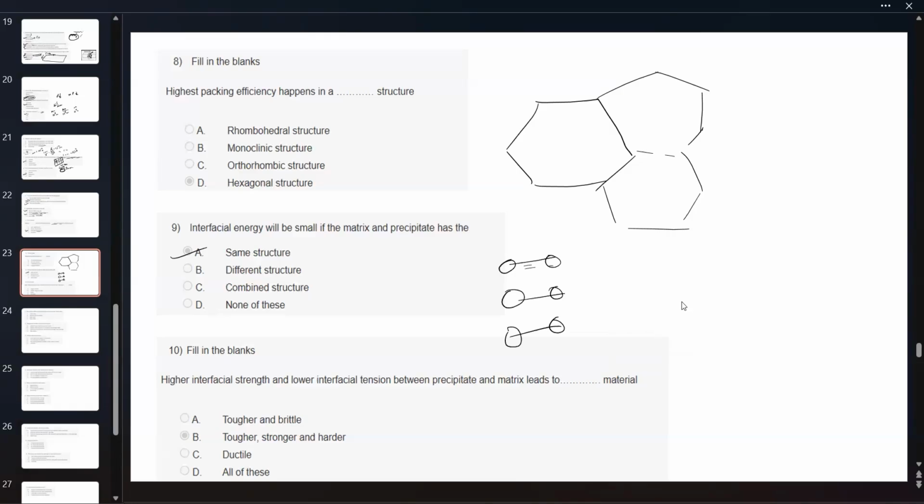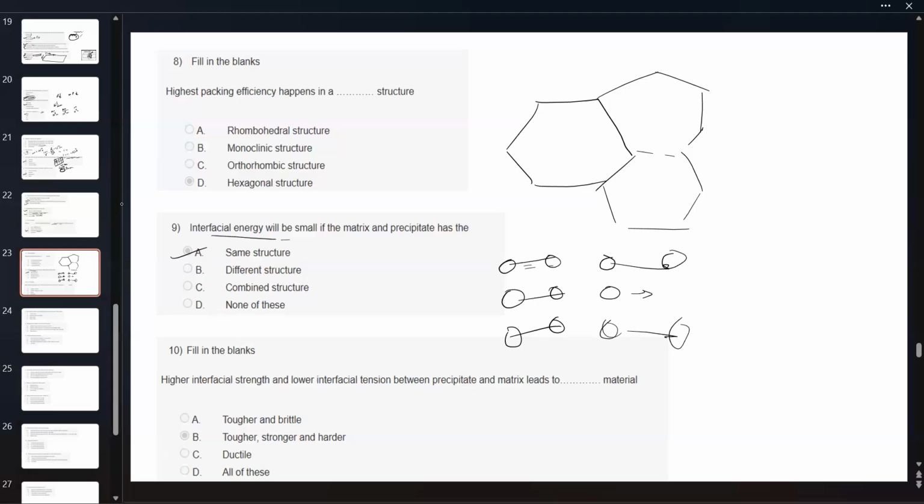So if the structure matches perfectly, there's one-to-one mapping. If it doesn't, this one has a bond, this one has a bond, but this one doesn't have a bond. So the interfacial energy will be larger.